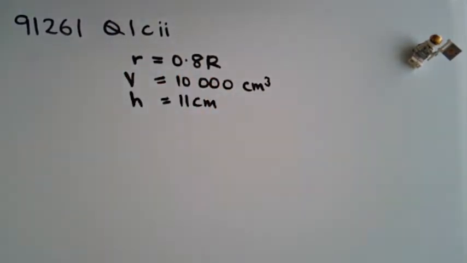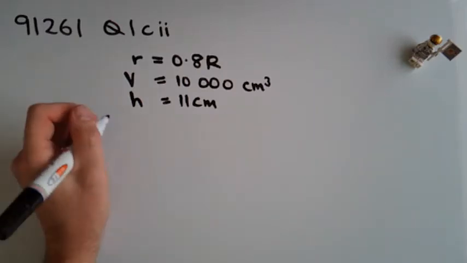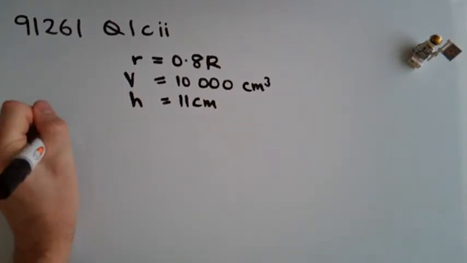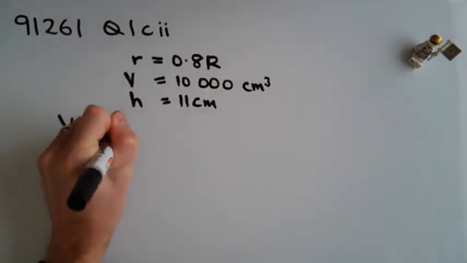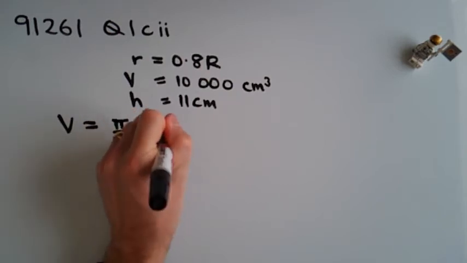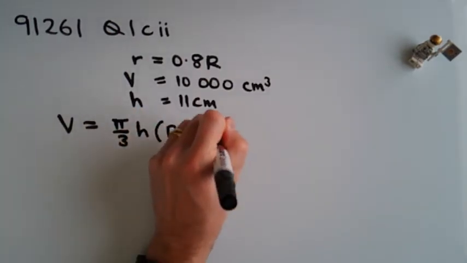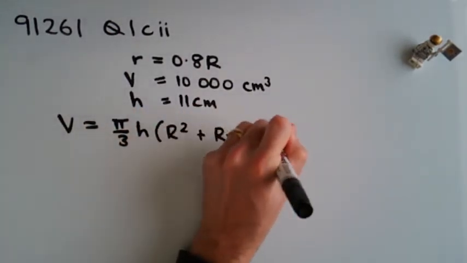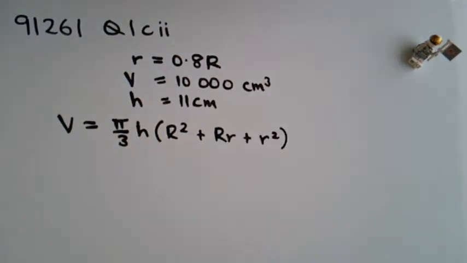Now we need to be working in centimetres all the way through, so that all looks fine, all the units are the same. So now we need to put this information into our equation. So the equation was that the volume is pi over 3 times the height times big R squared plus big R little r plus little r squared. We need to substitute into this for all those other things.